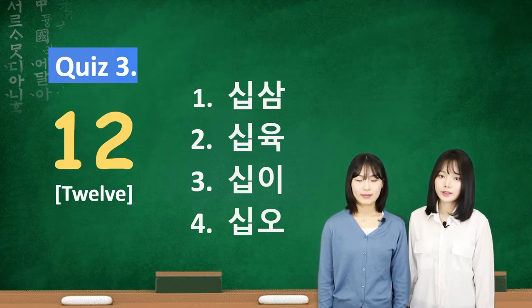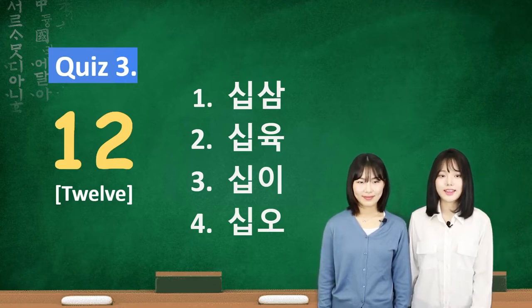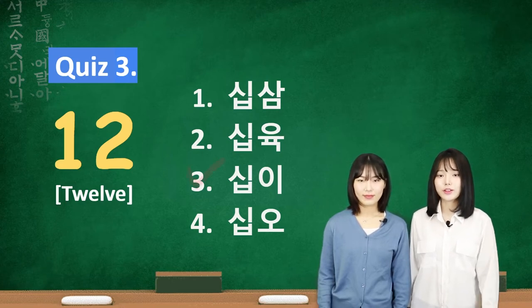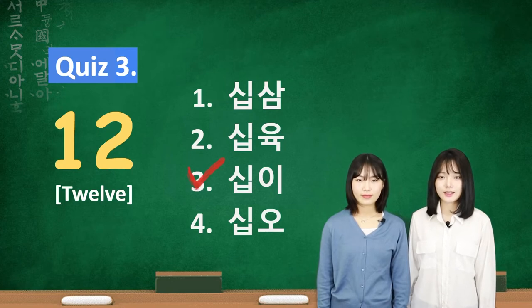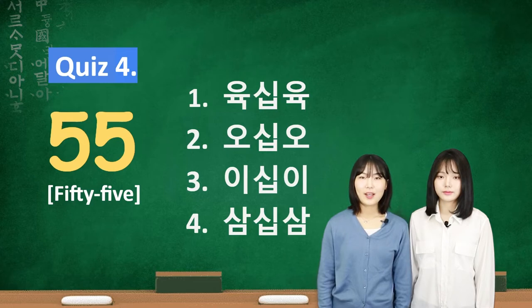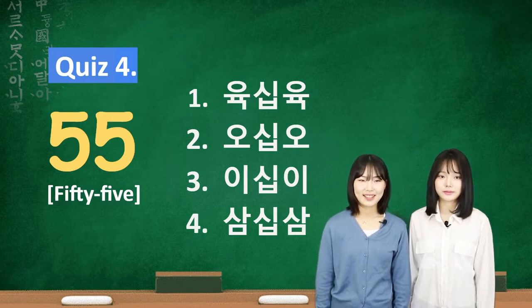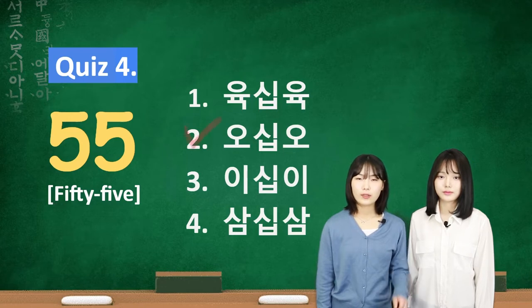Which of the following is correct? 5, 4, 3, 2, 1. Yes, the correct answer is number 3. 12. Good. Next. Question 4. Which of the following is correct? 5, 4, 3, 2, 1. Yes, the correct answer is number 2. 55. Good job.